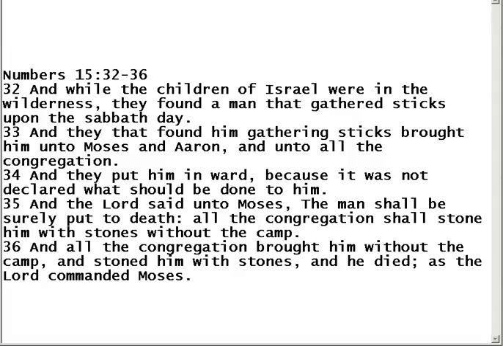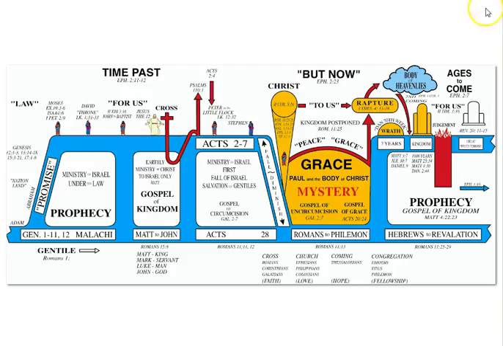Okay, so we've seen two dispensations here, but there are a total of seven dispensations throughout the entire Bible. Actually, there is eight, and we're going to talk about that later. The first dispensation is the dispensation of innocence. And we're going to take a look at the chart up here, okay?